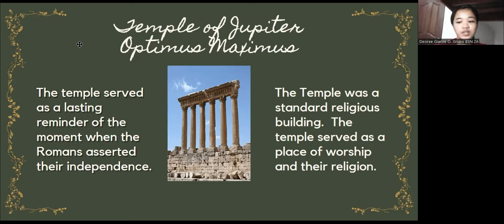The temple was known as the Temple of Jupiter Capitolinus because of the hill that it resides on. Tapos yung temple na to, dito nag-worship, binu-worship nila yung tatlong gods, si Jupiter, si Juno, and Minerva, or the Capitoline Trio.